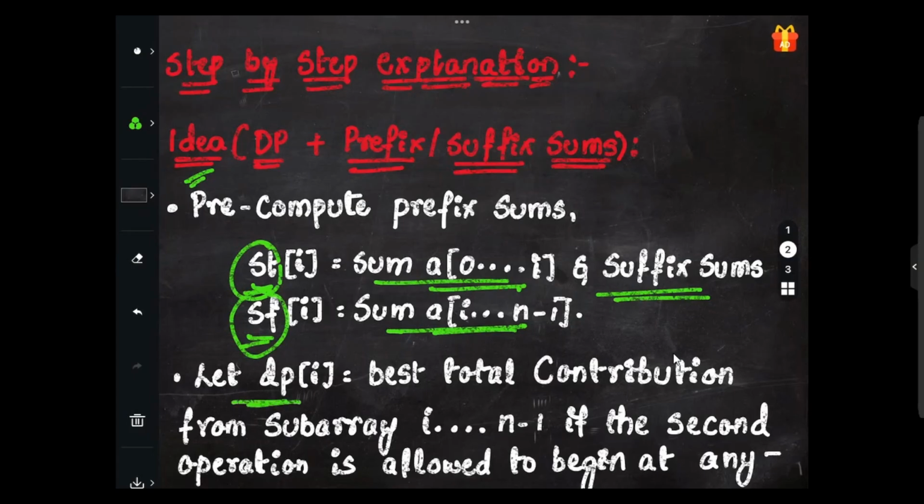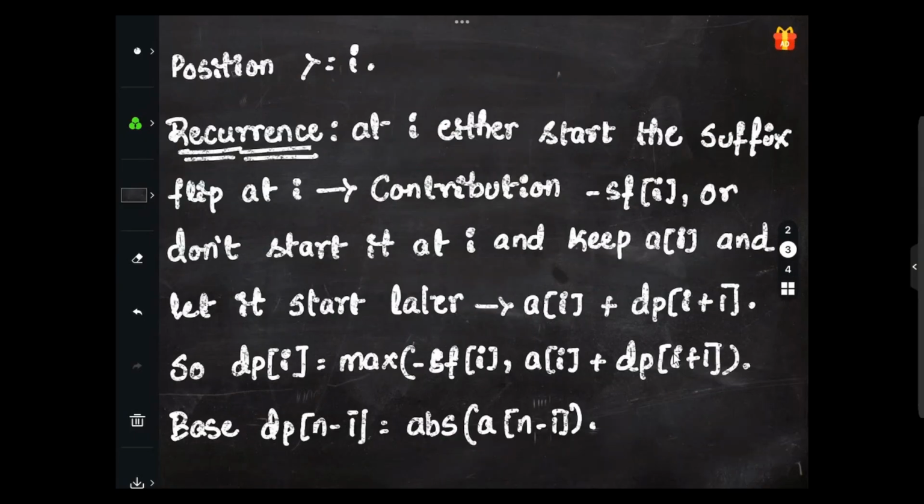So first, we'll be considering dp of i, which is equivalent to the best total contribution from the subarray i to n minus 1, the last element, right? So this is fine. If the second operation is allowed to begin at any position greater than or equal to i, we will get to know this when we write the code.